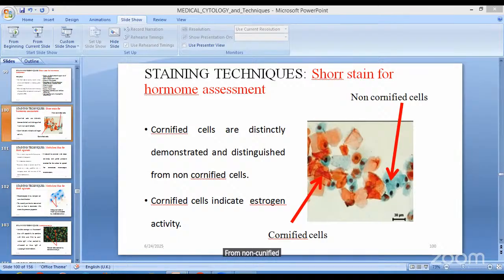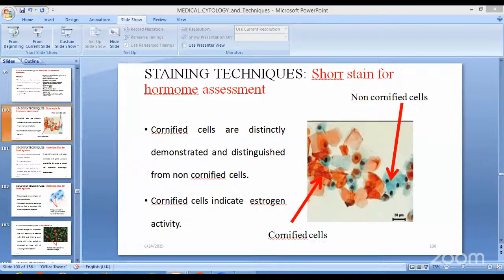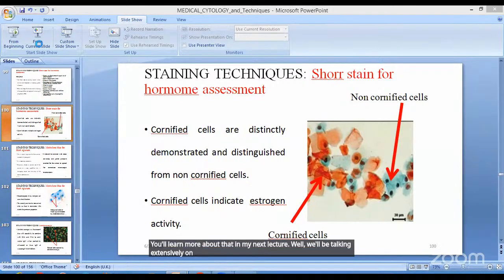That's what this slide is showing. I hope you can see the slide I'm projecting, the cornified and non-cornified cells. Yes, sir. Okay. So that's the result you have from Shorr stain for hormonal assessment. You'll learn more about that in my next lecture, when we'll be talking extensively on hormone assessment.